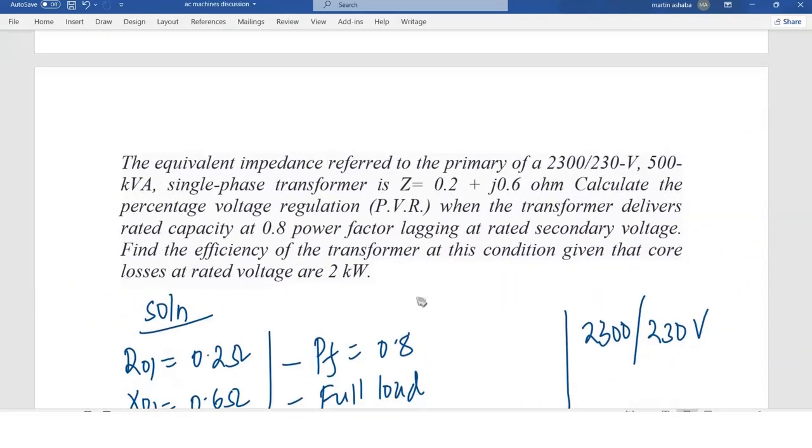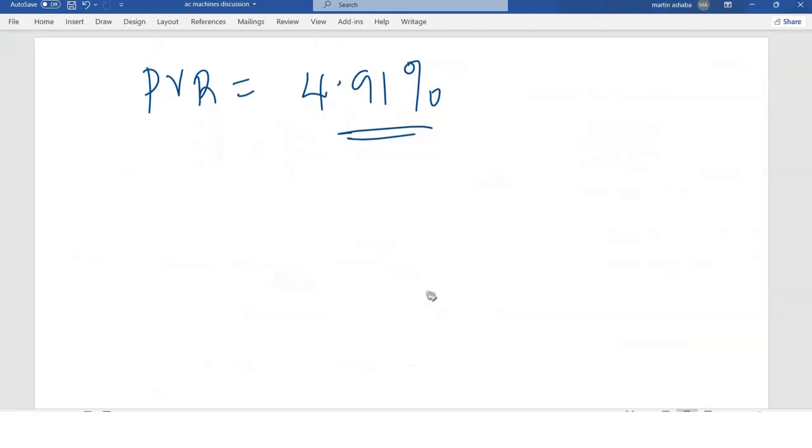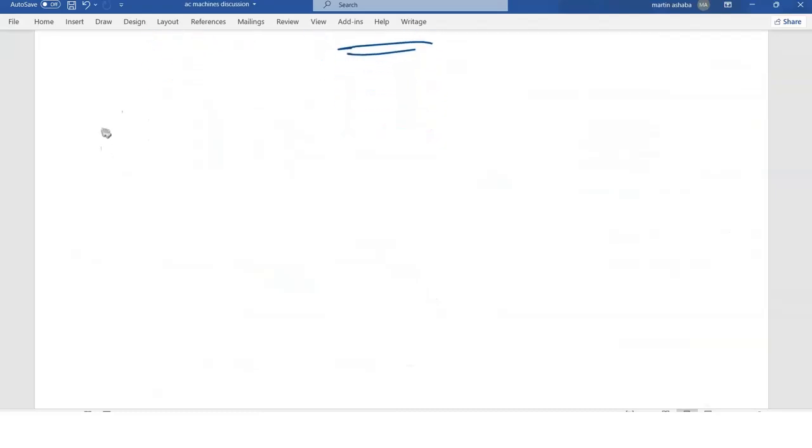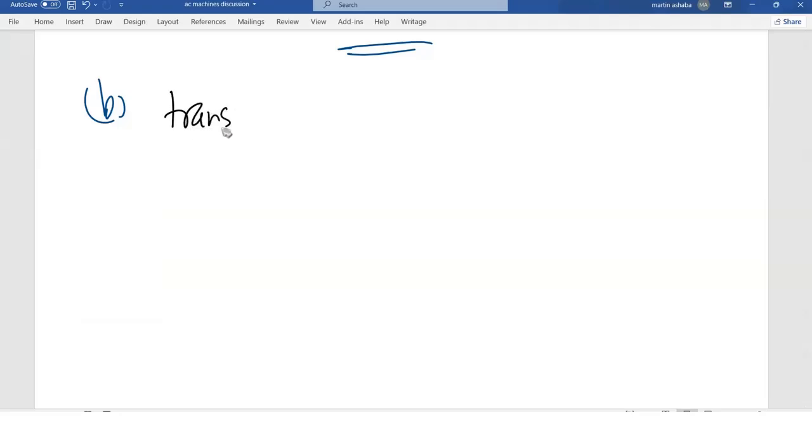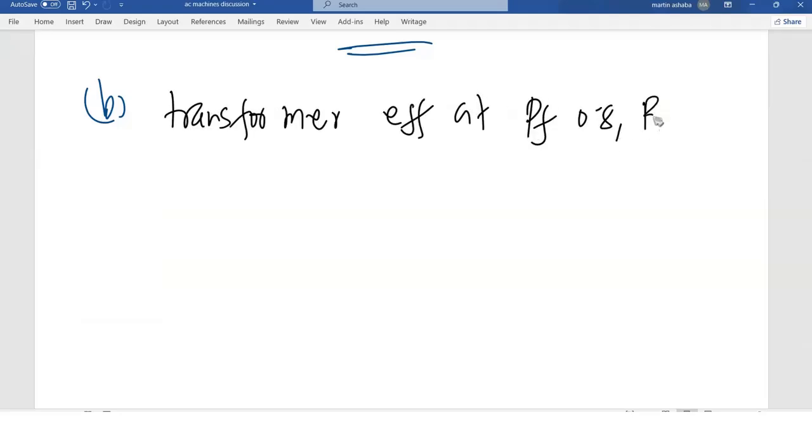Then the transformer efficiency, which is part B: the transformer efficiency at power factor 0.8 and rated voltage. So that means we are going to look for the copper losses. So the copper losses must equal I squared R. Since it is a single phase transformer, we shall maintain that.